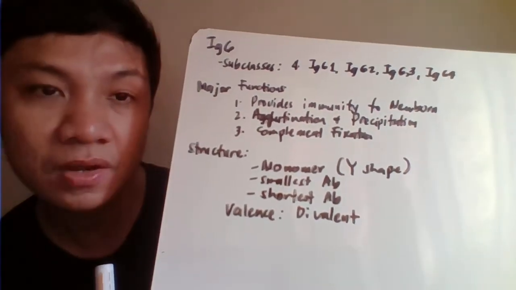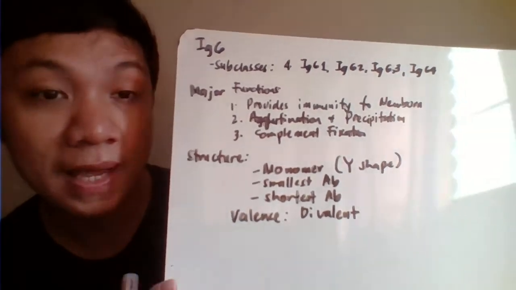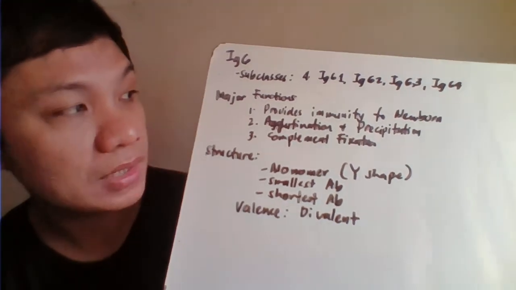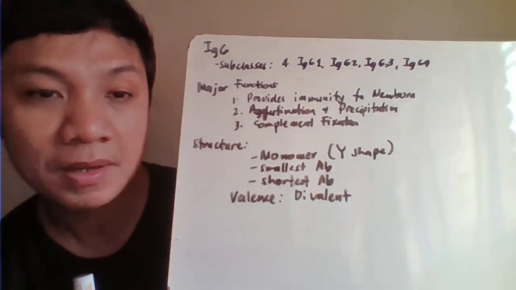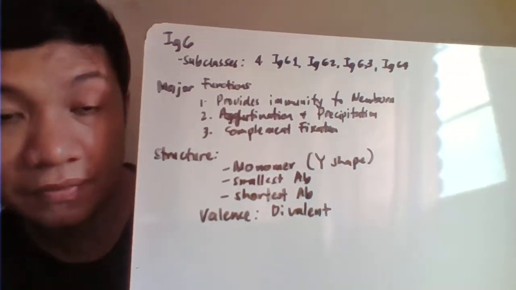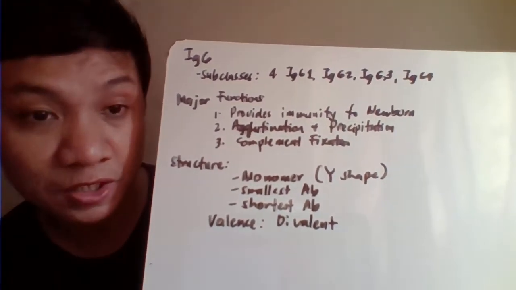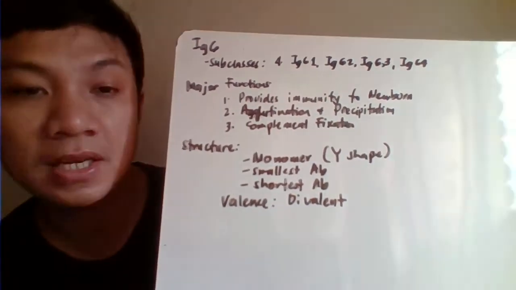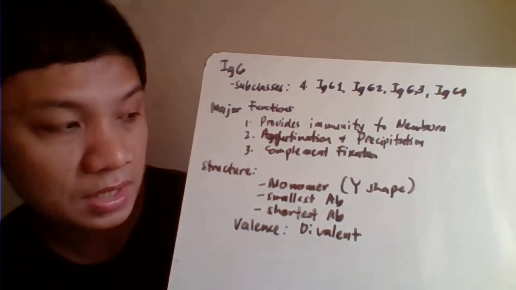Okay, the major functions of our IgG, so this one is the antibodies being produced on the secondary response or the secondary encounter or anamnestic response. Also provides immunity to the newborn because of the transplacental transfer. It can actually cross the placenta and therefore it provides protection for the newborn. Also capable of agglutination, precipitation, and complement fixation. The same thing with our IgM.